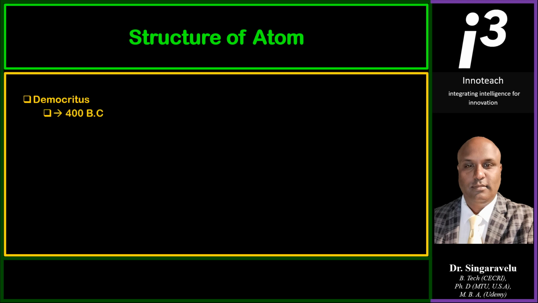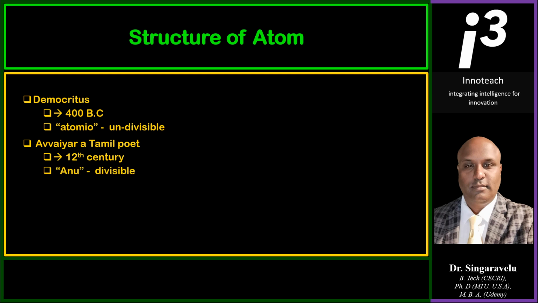Atom was perceived as an indivisible fundamental particle that makes up the matter in the universe. That was the notion by Democritus around 400 BC. Whereas a Tamil poet named Avvaiyar around the 12th century postulated that it is divisible, and is the fundamental particle that makes up the matter, and it is called Anu in Tamil.